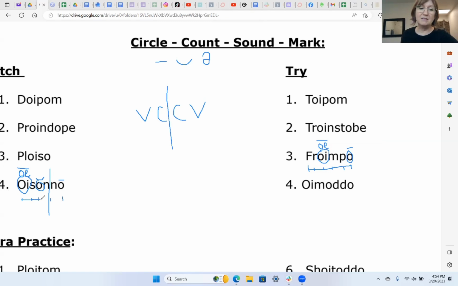Oisan. Oisan. And then I can add the next part. No. Oisano. Okay, try your number 4. You already see that you can break it up right here between the consonants if you want to.